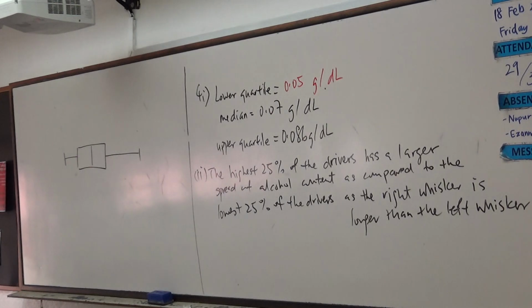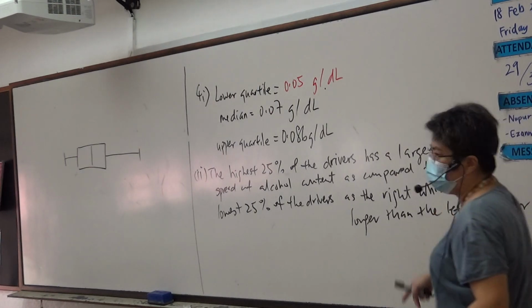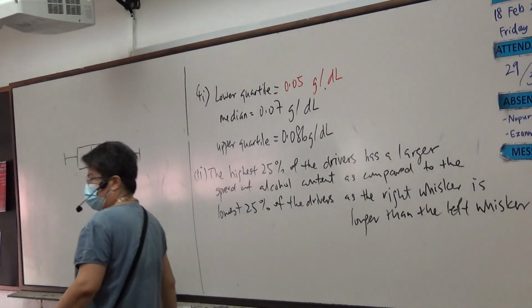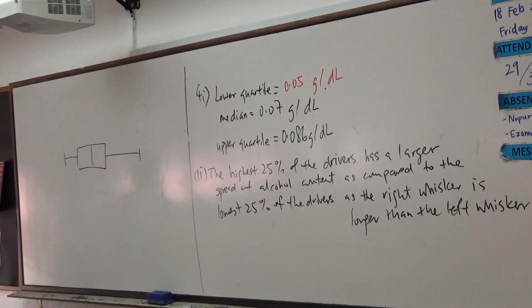Even the model answer given to me is not right. It didn't state that the right whisker is longer than the left whisker. Everybody clear about how to explain? Yes or no? Can, right? Okay.